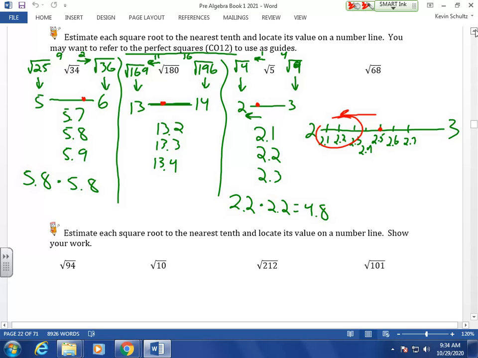Okay? Just like with this 13 and 14 here, I saw that 180 is closer to 169, so it's going to be closer to 13 than it is to 14. And so the numbers that are in between 13 and 14, 13.2, 13.3, 13.4, they're all closer to 13, right? This first one, I knew it was going to be closer to 6, so it's going to be on the right side of half, if you want to think about it. So 5.7, 5.8, 5.9 are all closer to 6 than they are to 5. Does that help? Okay.